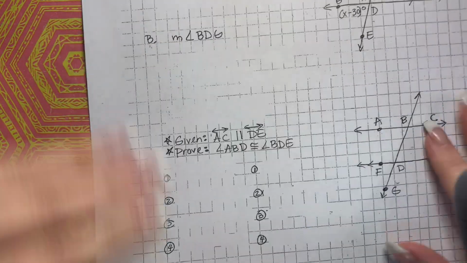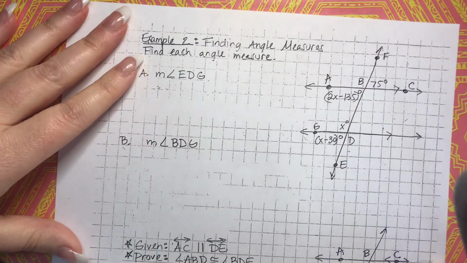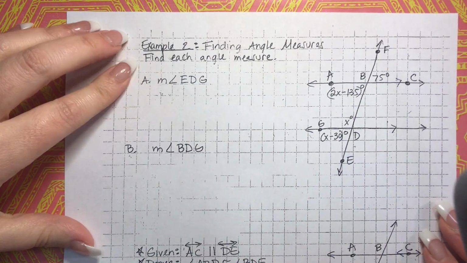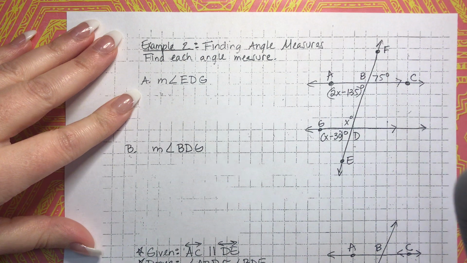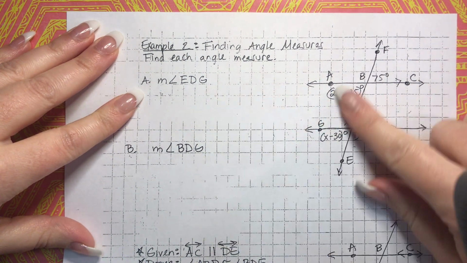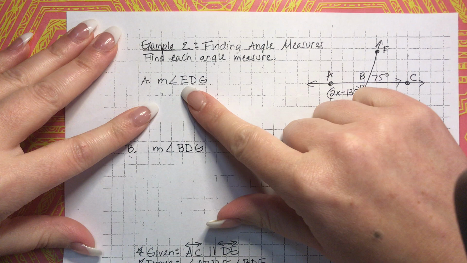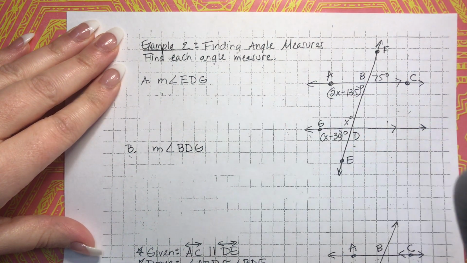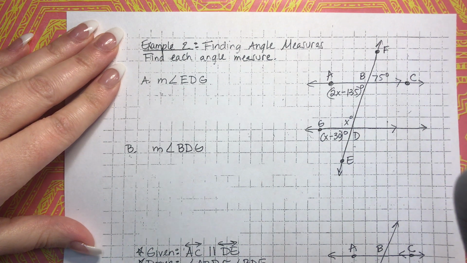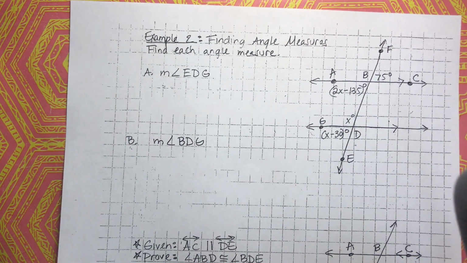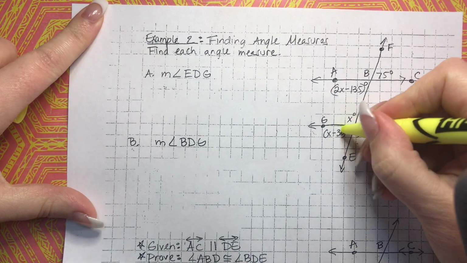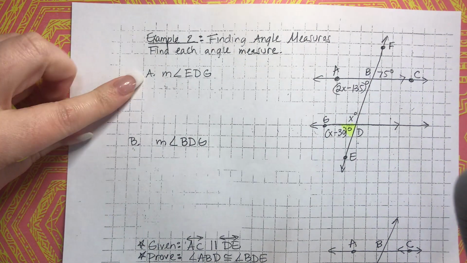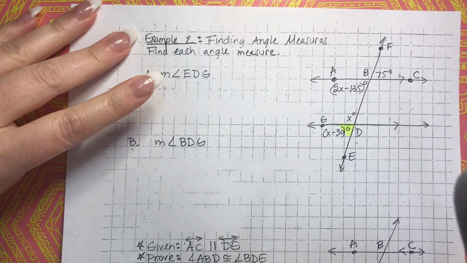Let's move on to the next example. So example 2. What does example 2 say? Okay, example 2 says, find each angle measure. All right, cool. So this says find the measure. We're going to use this diagram here of measure of EDG. So we need to determine this angle right here. This is the one we're trying to figure out. Yes, EDG.